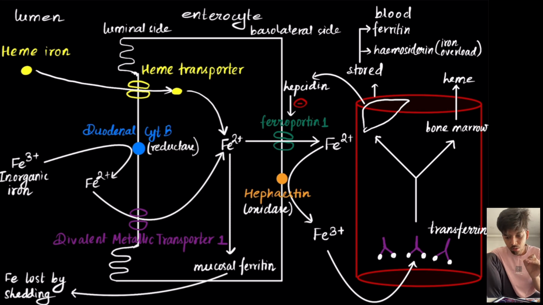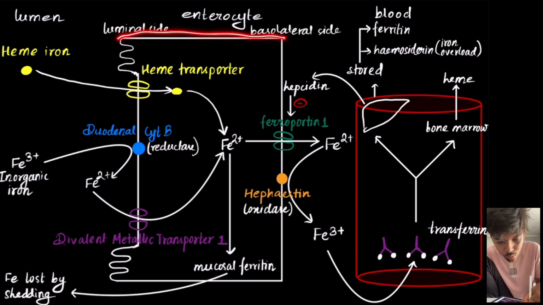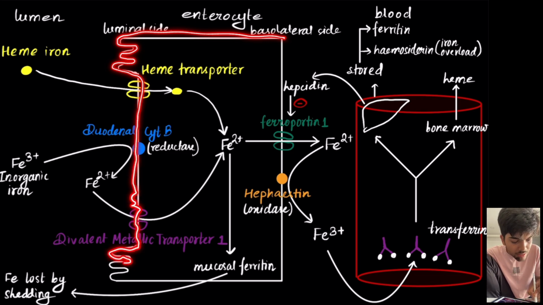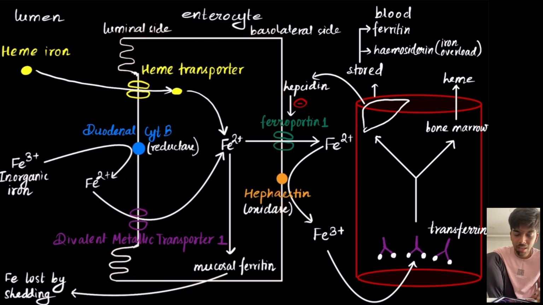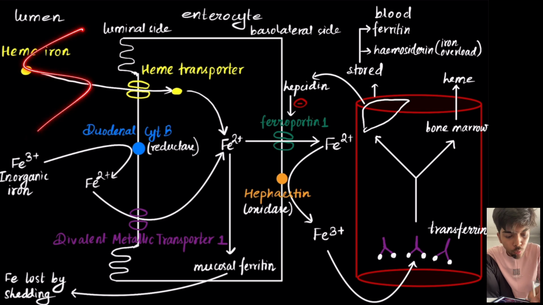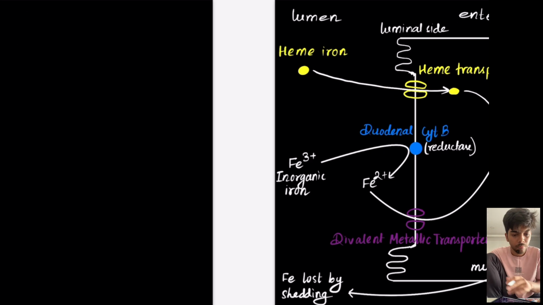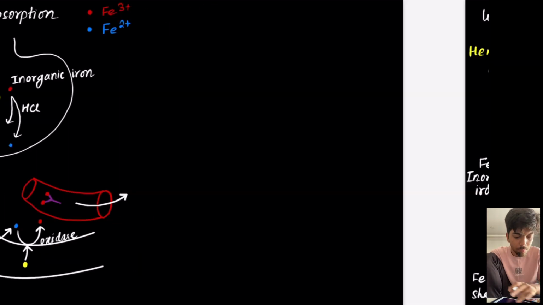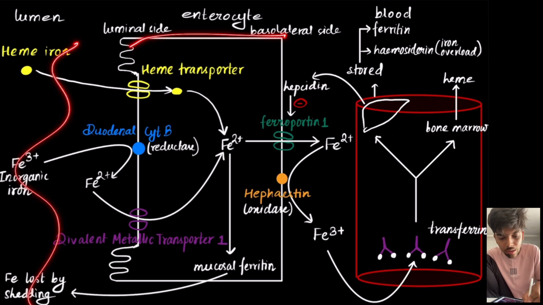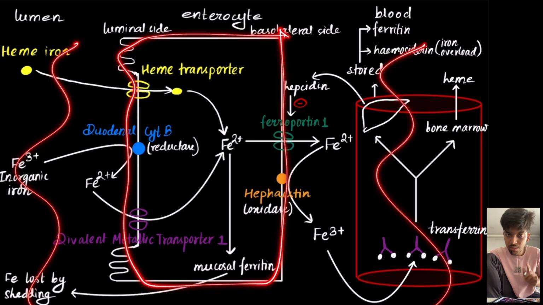Just follow me. First, you have your enterocyte. What is an enterocyte? It is the epithelial cell making the inner lining of your intestine. Here I have taken an enterocyte from the duodenum. Here's the lumen, here's the enterocyte, and here's the blood.